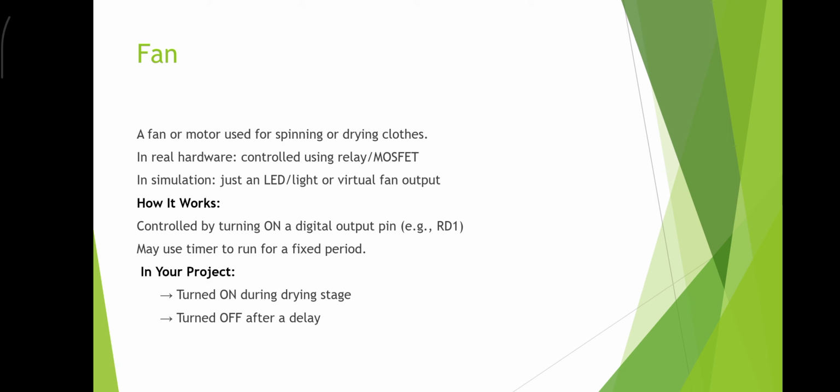Fan. Next, the fan. The fan represents the dryer motor in our simulation. During the drying stage, we turn on the fan using a digital output pin and turn it off after a delay. It simulates how the cloth gets dried in the last stage, and again this is done with simple logic in embedded C.